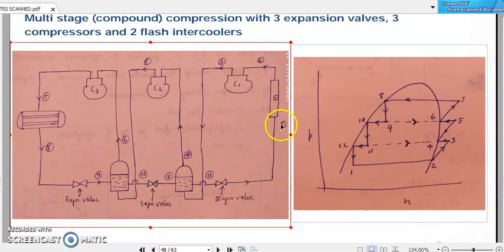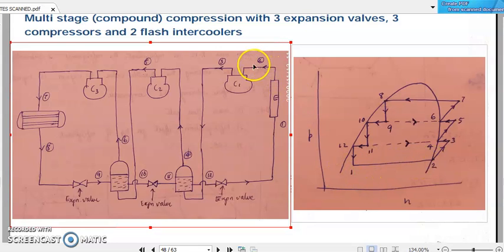Starting with the most important step in our refrigeration system, that is the evaporator, or the refrigeration step, 1 to 2. 1 to 2 is our evaporator process, a constant pressure heat absorption process. We can represent it in our pressure enthalpy diagram as a horizontal line from 1 to 2.